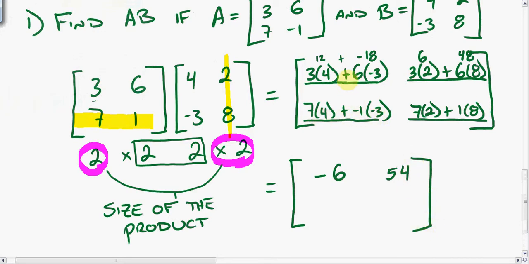Lower left-hand corner, 7 times 4 is 28. -1 times -3 is +3. 28 plus 3 is 31. That's our answer there. And lastly, 7 times 2 is 14. 1 times 8 is 8. So 14 plus 8 gives me 22. And there's our final answer.